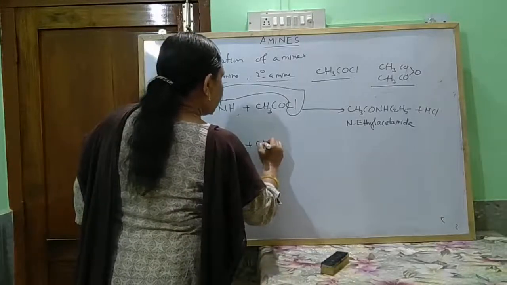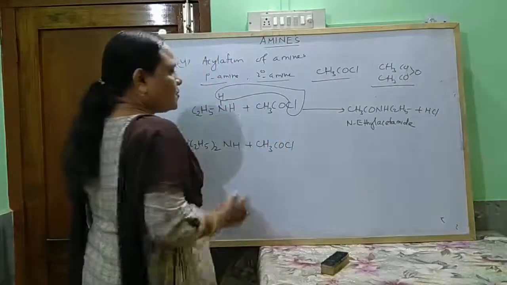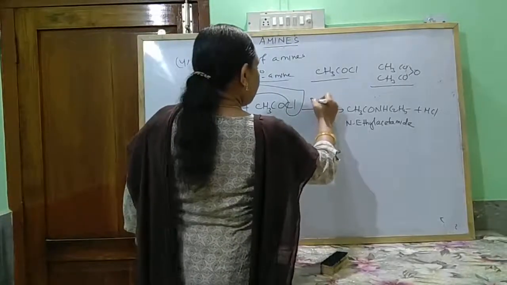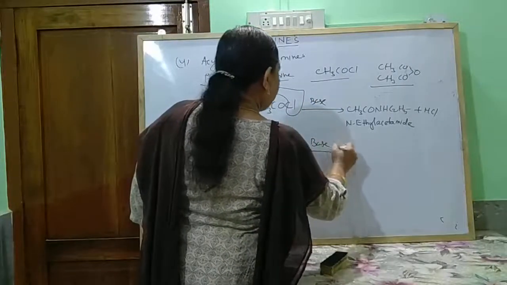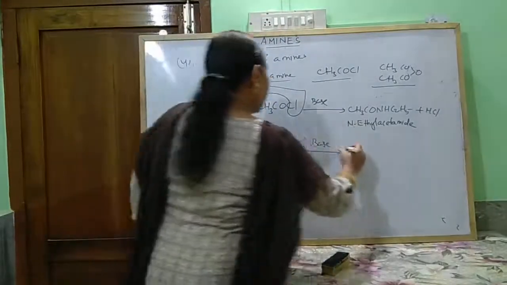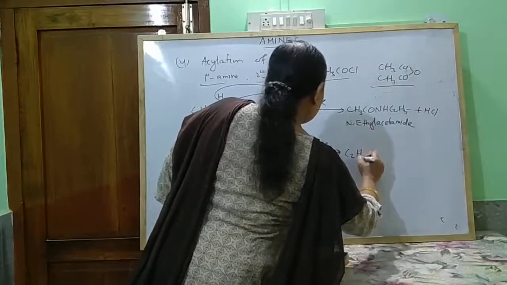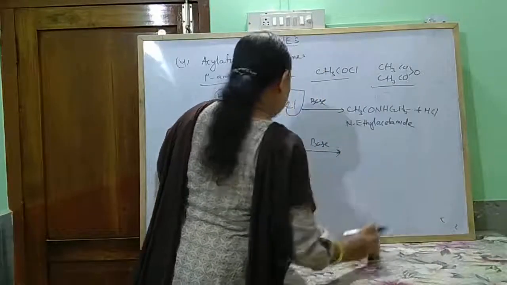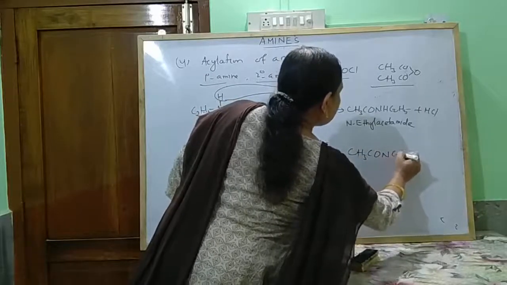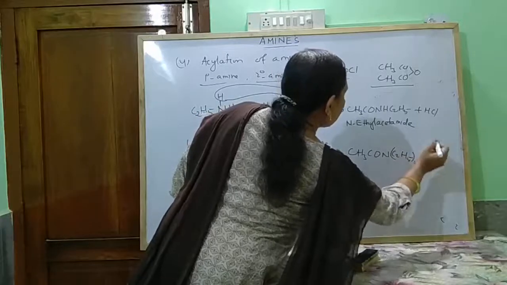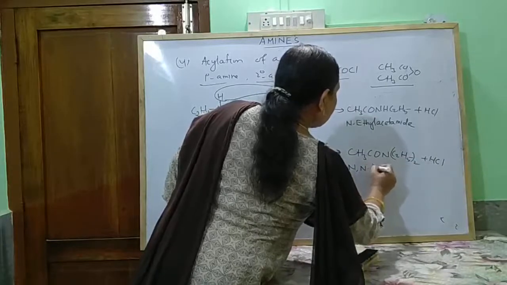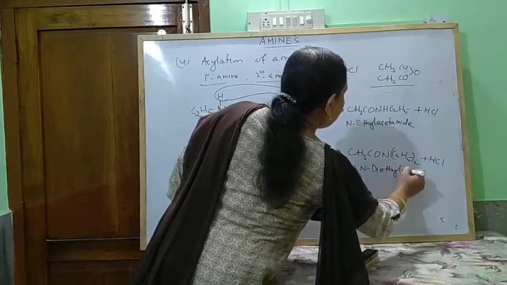Similarly, if we take a secondary amine, (C2H5)2NH plus CH3COCl. Actually, this reaction takes place in the presence of a base. In the presence of a base, this reaction takes place. It gives rise to CH3CON(C2H5)2 plus HCl. This is N,N-diethylacetamide.